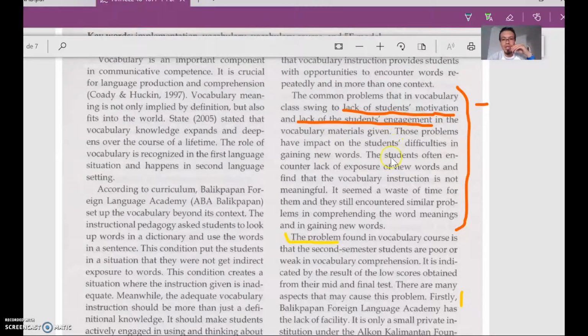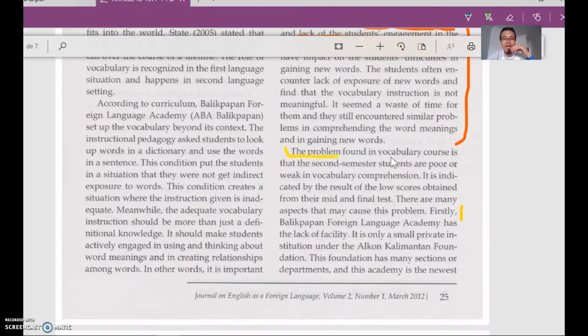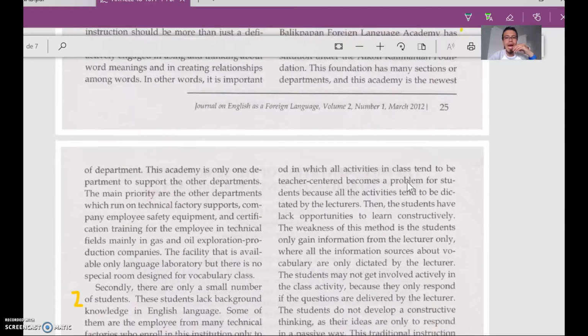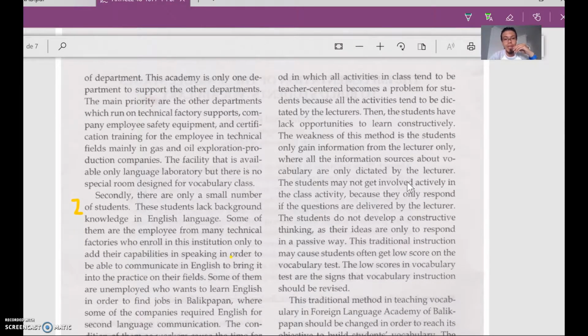So as we can tell here, the main problem identified by the author of the article is that, in the vocabulary course, the second semester students are poor and weak in vocabulary comprehension. As we can see here, guys, the main problem is a behavioral learning process, which is a human problem, and that's why the author decided to follow a methodology based on a qualitative method of research, because, as I already mentioned, the main problem is a humanistic problem.